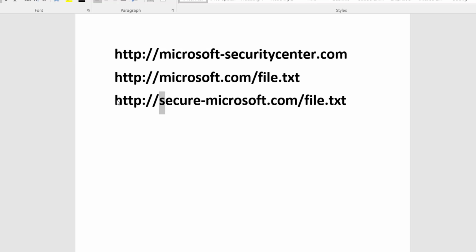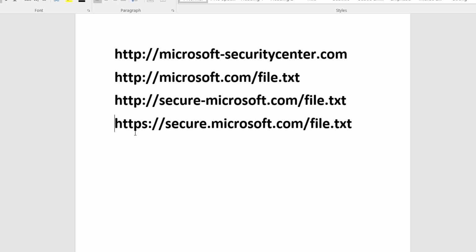How about this domain name? secure-microsoft.com. I think we saw this above with the URL saying microsoft-securitycenter.com. This is a similar situation that can get somewhat confusing since we do include a similar file.txt at the end. However, this would not be a legitimate URL.